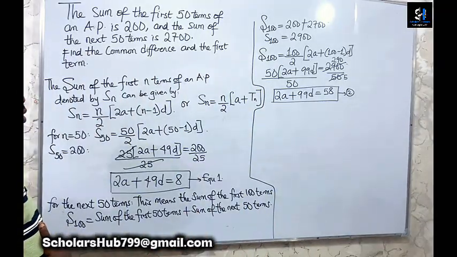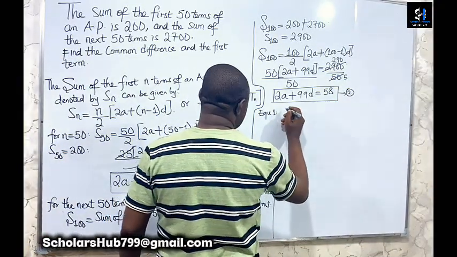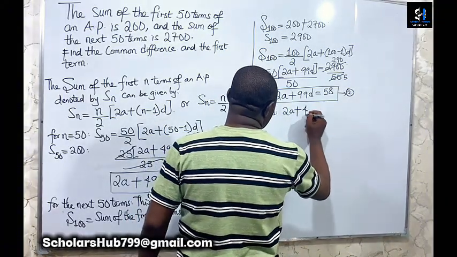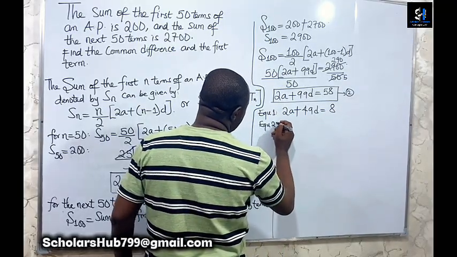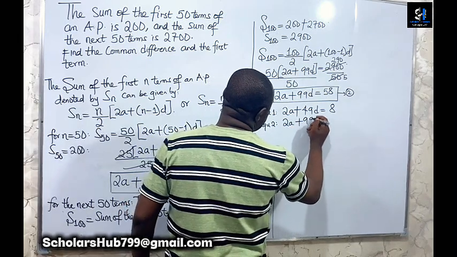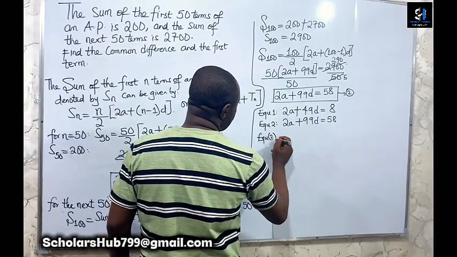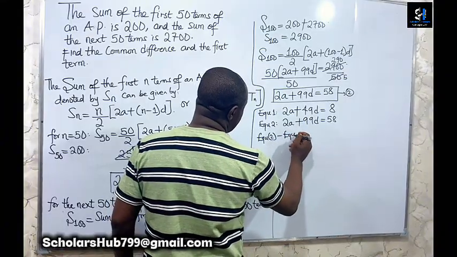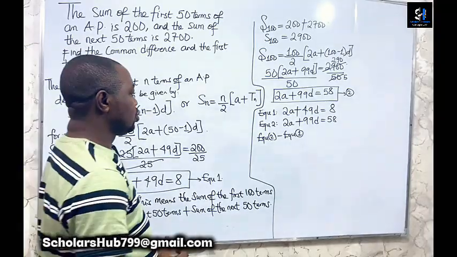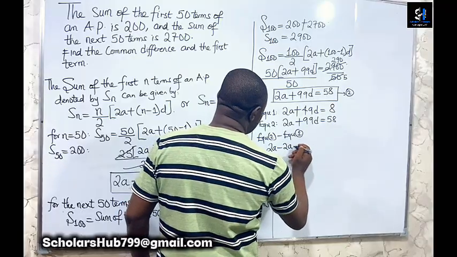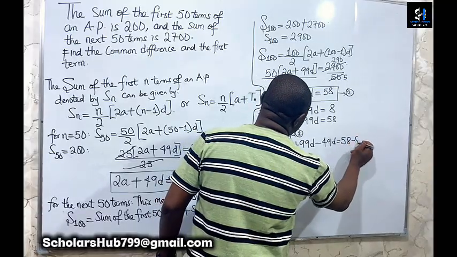So we have equation 1 and equation 2. Equation 1 is 2a plus 49d equals 8. Equation 2 is 2a plus 99d equals 58. Now I can subtract equation 1 from equation 2, that is, take away equation 1 from equation 2. So this will be 2a minus 2a plus 99d minus 49d equals 58 minus 8.